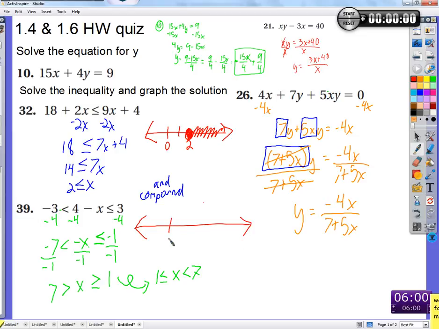So I've got 1, 2, 3, 4, 5, 6, 7. Here's 0 down here. Okay, at 1, what do we do? Closed circle. 7, circle. Shade between. x is larger than or equal to 1, yeah, that's good, greater than that. 7 is greater than x, or x is less than 7, right? So it's squeezed between 1 and 7.